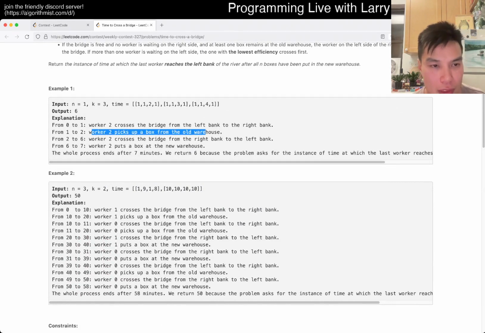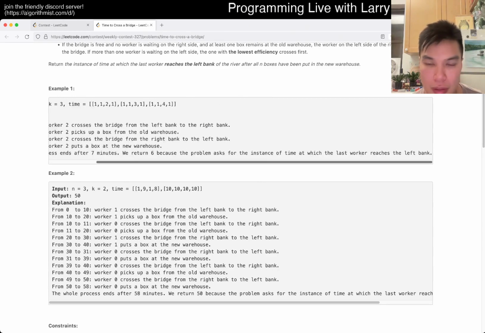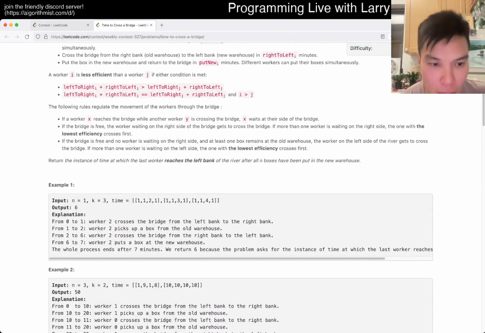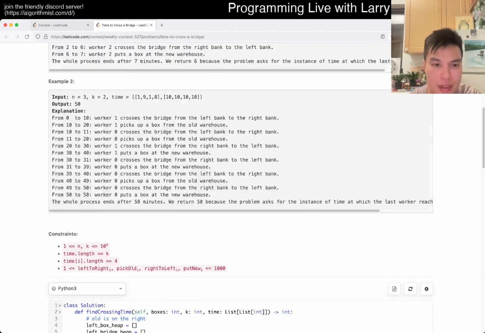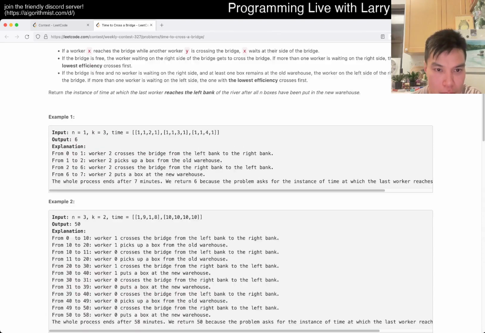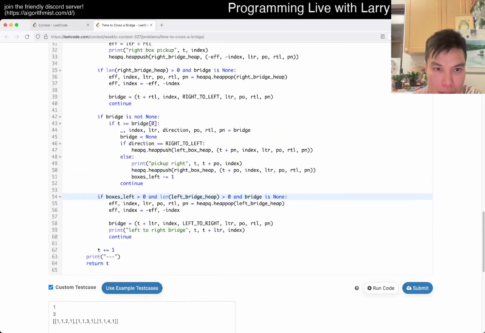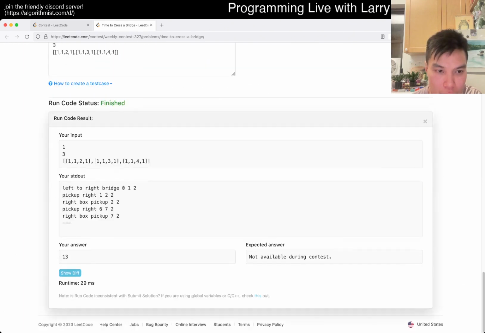Wait, what? Why doesn't another person? Maybe I misunderstood this. Oh, and also you have to return the last worker reaching it, not just dropping it off, which is kind of silly. After all boxes have been put in the... Oh no, okay, well... No, maybe not, I don't know, but it's still not right. Why am I doing 13? Okay, so then it goes 1 to 2. Right pickup. White box pickup at time 2. Okay.